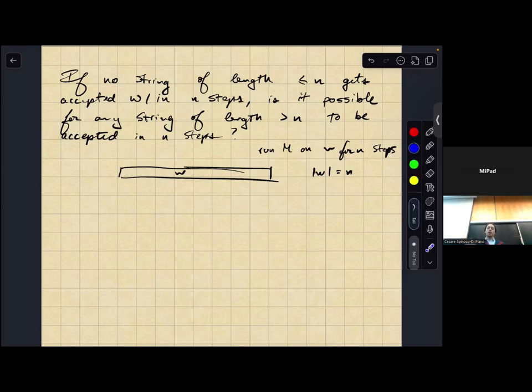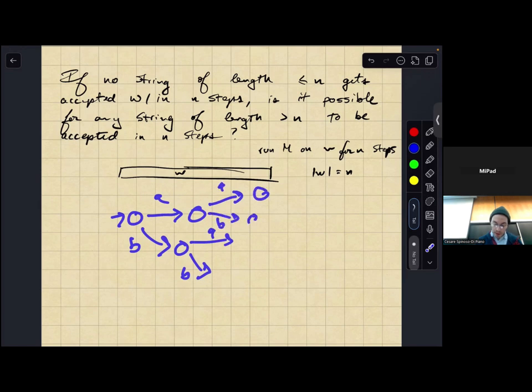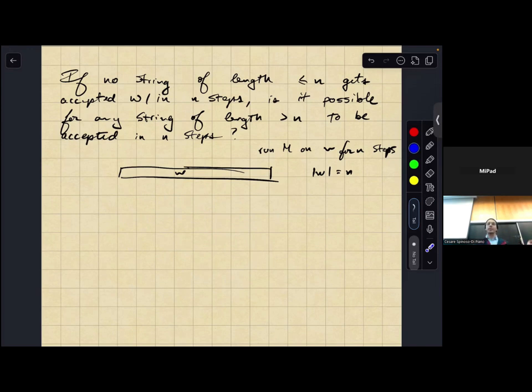It could be sort of hard coding all of the strings of length at most n, right? So it hard codes all the strings of length 1, 2, 3, up to 330. And so it has branches: a branch for length 1, then two more branches for length 2, and all of these are leading to rejects. So you're not accepting. Either they're looping or they're rejecting. So whenever you're running M on W for n steps, this W always gets rejected.